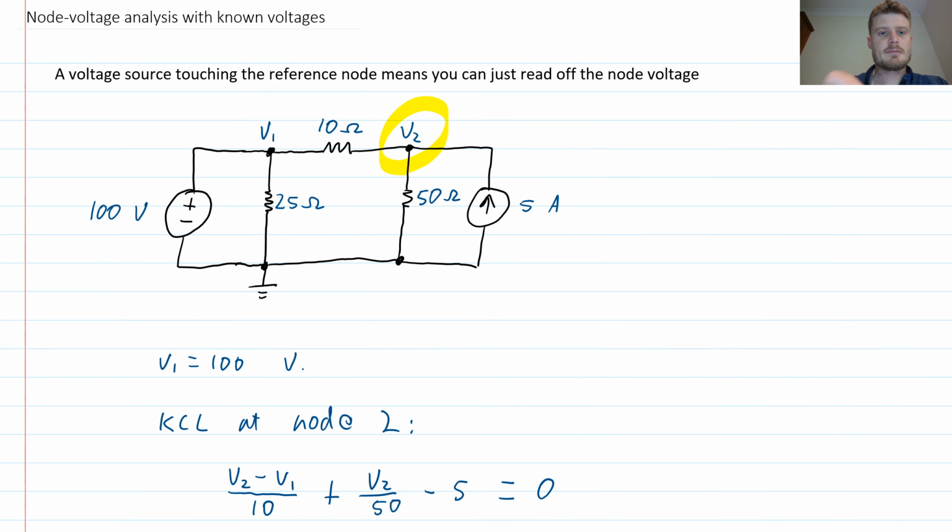So in the case that you recognize this pattern where you have a voltage source that directly connects between ground and one of your nodes, really simple. In that case, one of your equations or one of your voltages can be just written down directly from the circuit diagram.